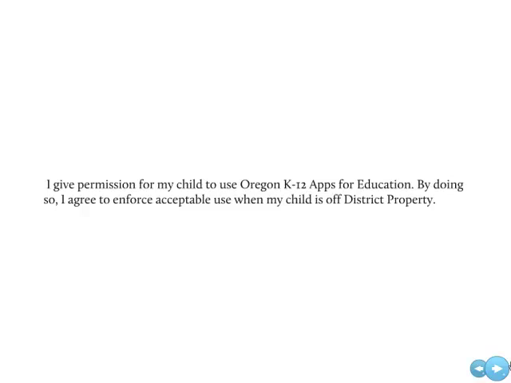And so there's a workaround, and that is presumably while the student's in school, there's the ability for a teacher to closely monitor what they're doing. And if anything inappropriate is happening, it can be reported to the teacher. Conversely, at home, you can make the parent responsible through your Internet Acceptable Use policy and through this permission slip. So the state of Oregon includes this clause that says, by doing so, I agree to enforce acceptable use when my child is off district property. And so this sort of covers you in case some of your services are not blocked by filters. It nevertheless makes clear the family is responsible.